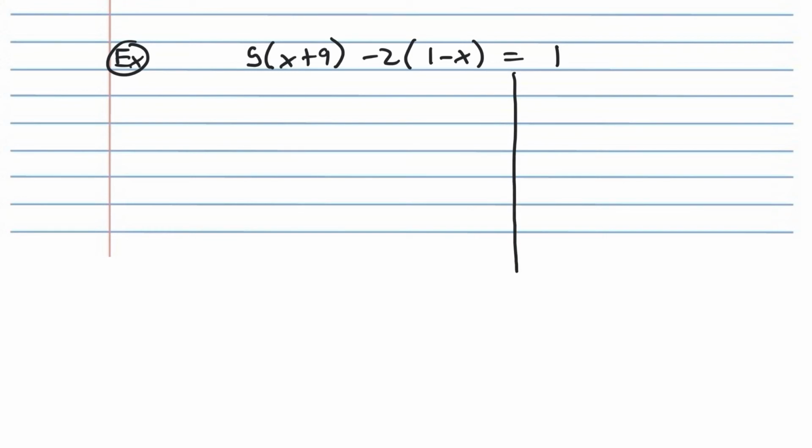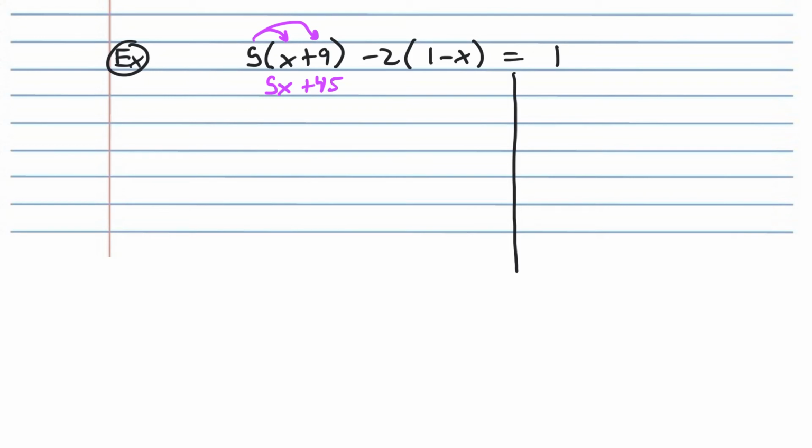The thing that should stand out is that you have two separate distributions. You have the one with the 5, and you have the one with the -2. If there's two distributions going on, you have to do both separately. Do one thing at a time. So let's distribute that 5. 5 times x gives you 5x. 5 times 9 gives you 45.